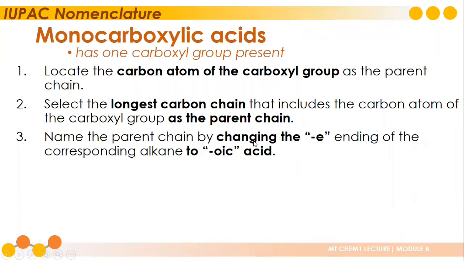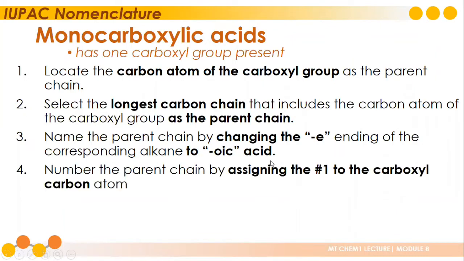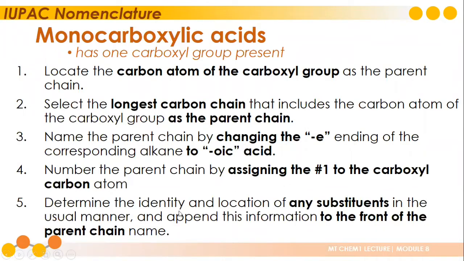Next, name the parent chain by changing the E ending of the corresponding alkane to oic acid. Next step is to number the parent chain by assigning the number 1 to the carboxyl carbon atom. And last, you need to determine the identity and location of any substituents, if there are any, in the usual manner, and append this information to the front of the parent chain name.